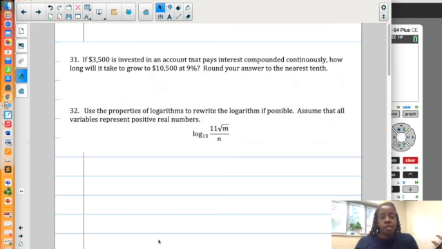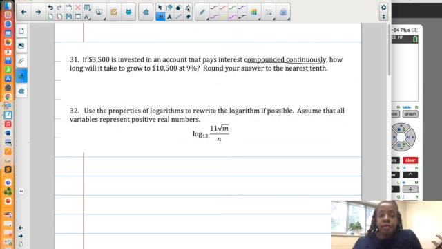In order to do this problem, we have to remember the formula for compounded continuously. I believe it's A equals P e raised to the rt power. P stands for the present amount, which is 3,500. So we'll write 3,500 times e raised to the rate written as a decimal, so 0.09t.